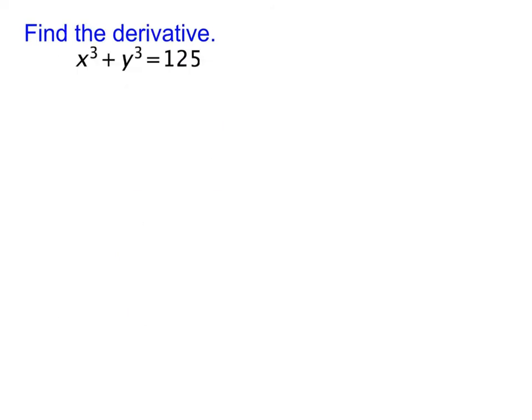Next up, I'd like you to please find the derivative of this function. So when we just find the derivative implicitly, this is what we're looking at as our first step. And then from there, it's just a matter of solving it for y prime.